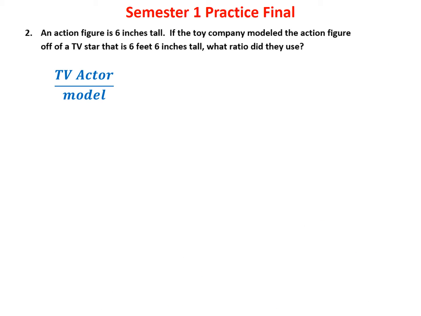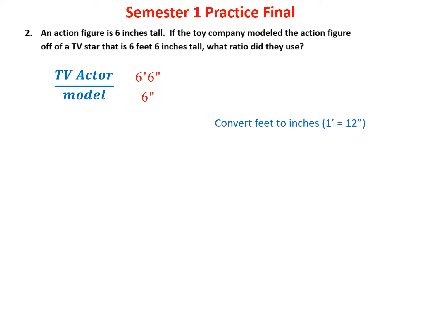In the following problem, it says that an action figure is 6 inches tall. If the toy company modeled the action figure off of a TV star who is 6 foot 6 inches tall, what ratio did they use? So let's begin by setting up the ratio, comparing the TV actor to the model. And we notice that the TV actor is 6 foot 6 inches, and we're going to put that over 6 inches. Now, because we want a real ratio, we need to have them in the same unit. So the next thing we'll do is convert the feet to inches.